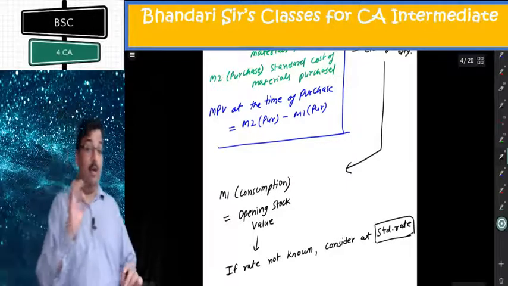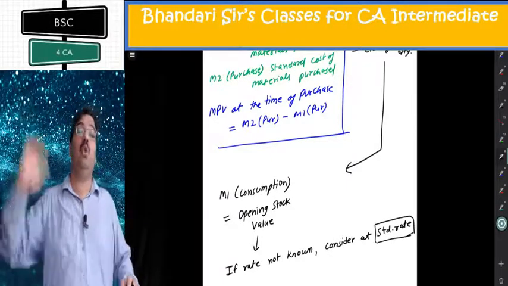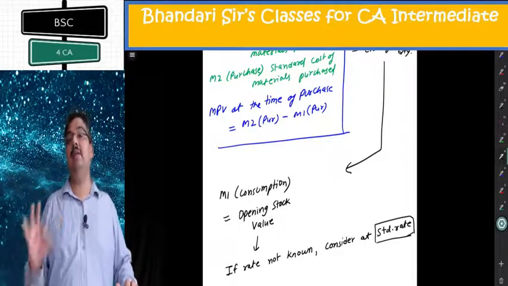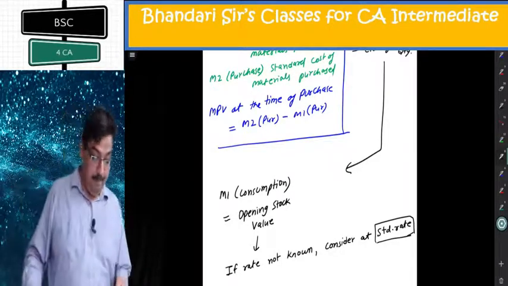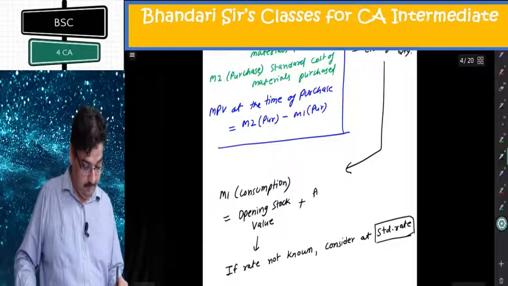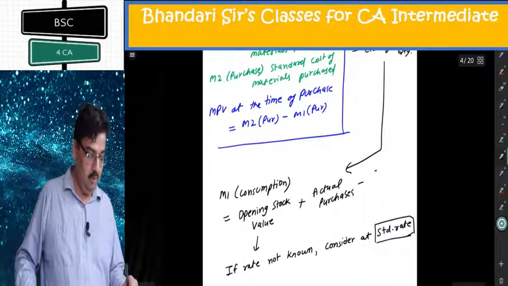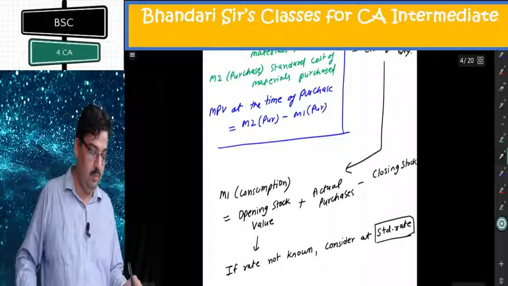Opening stock should be valued as per last year actual rate. If last year actual rate is not given, I take it at standard. Plus actual purchases, minus closing stock value.